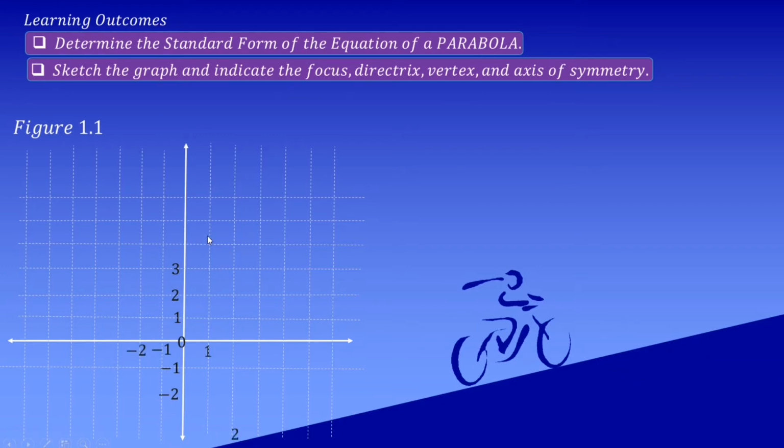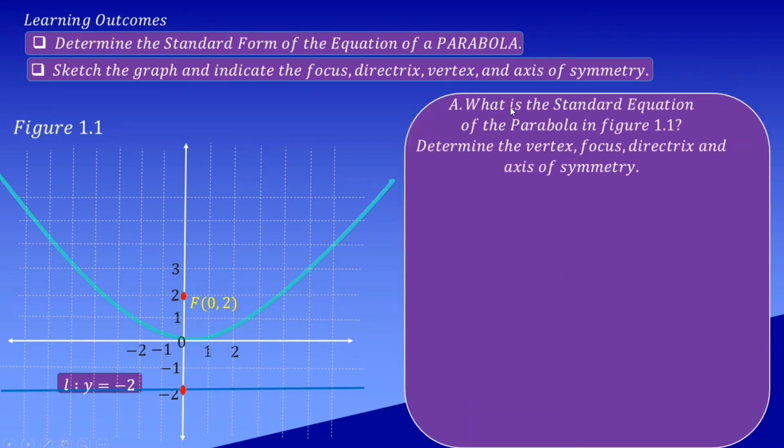Then we have the parabola opens upward, so this is the curve of a parabola, and we have also the point on the y-axis, that is (0, 2), and this curve intersecting the line y = -2. So ang tanong dito: what is the standard equation of the parabola in figure 1.1, and we are going to determine the vertex, focus, directrix, and axis of symmetry.